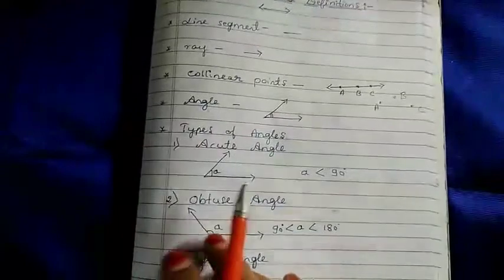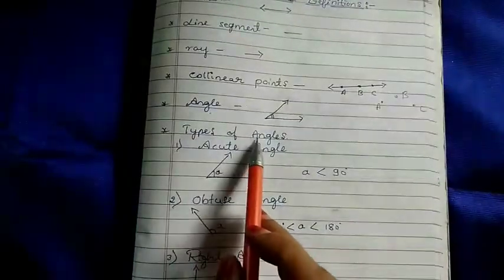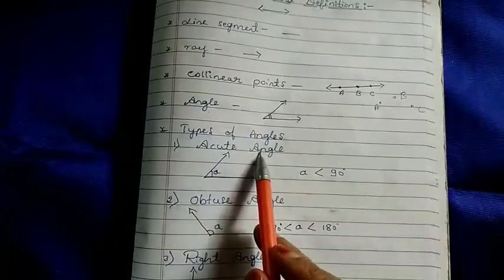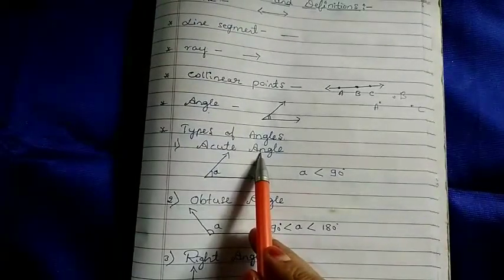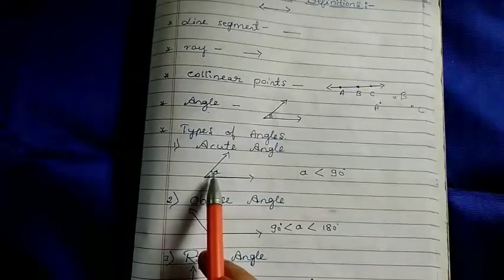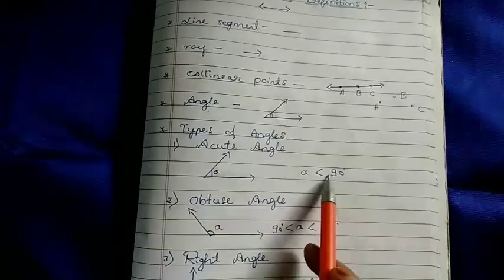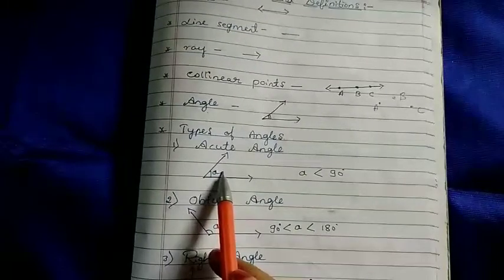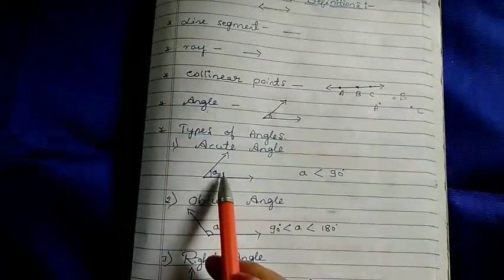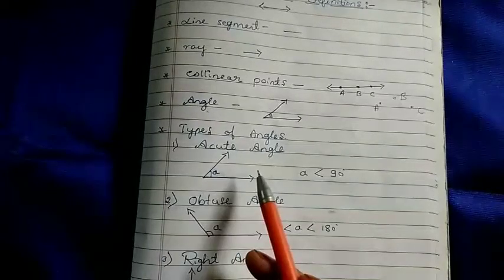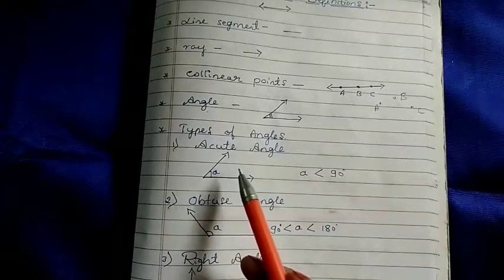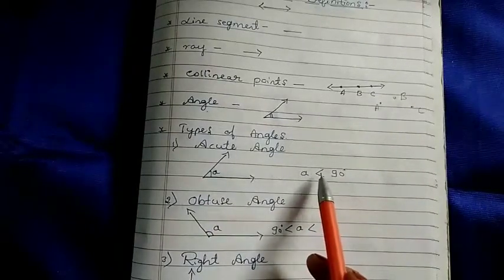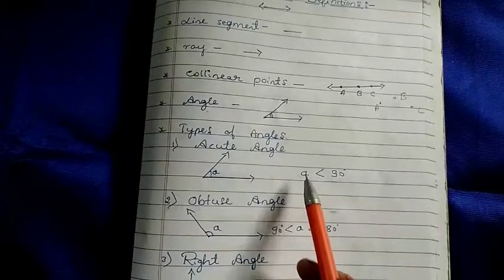Now let us study types of angles. First one is acute angle. You know that if an angle measures less than 90 degree, it is called an acute angle. You can give examples: angle 30 degree, 45 degree, 70 degree, 80 degree, and so on. It must be less than 90 degree.